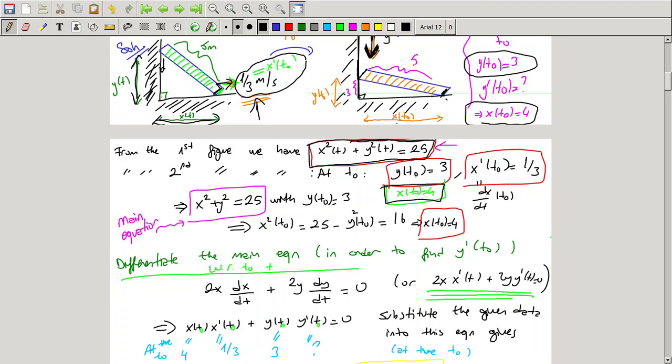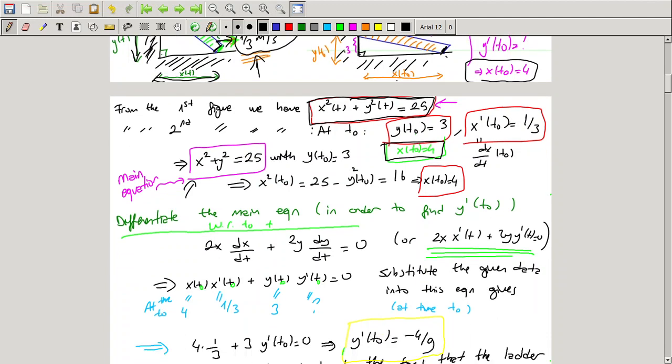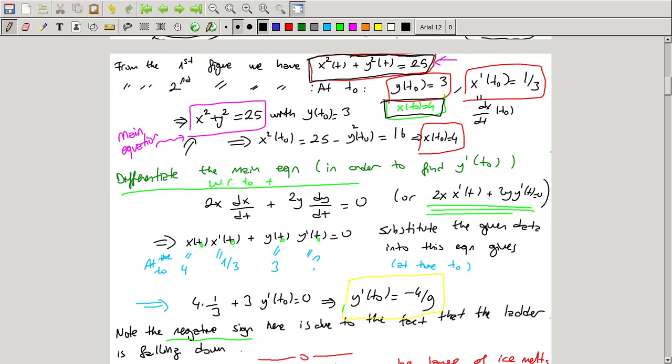So now apply the derivative to the main equation. Let us use differentiation. I wrote everything in detail in order to make everything clear for this example. Differentiate the main equation in order to find y'(t0). The derivative of x squared is not just 2x. It is 2x times dx over dt. The derivative of y squared is 2y dy over dt. Or it is better to use this notation: 2x times x' plus 2y times y' equals 0.